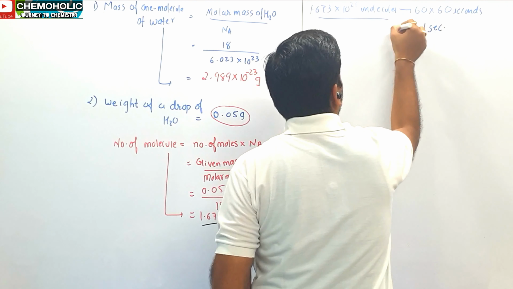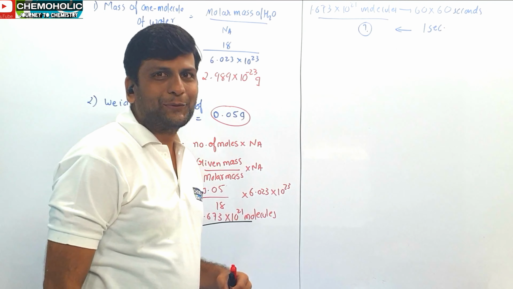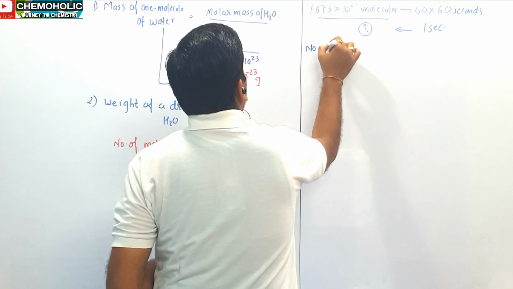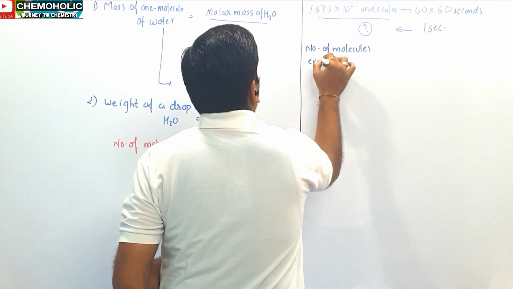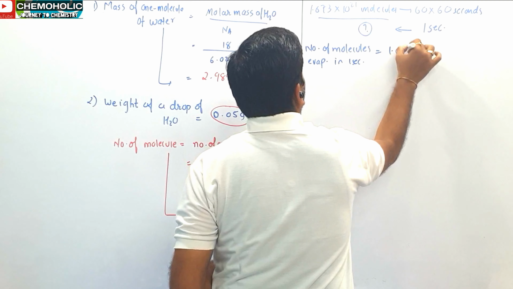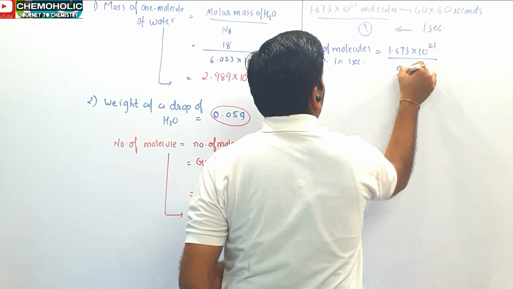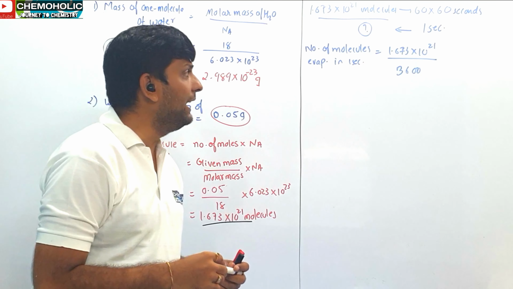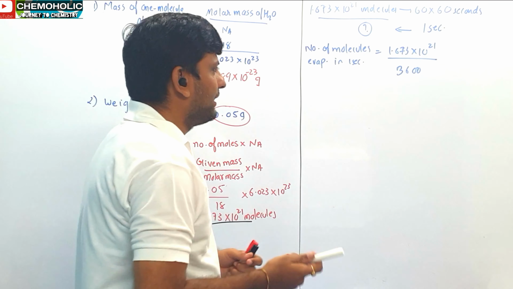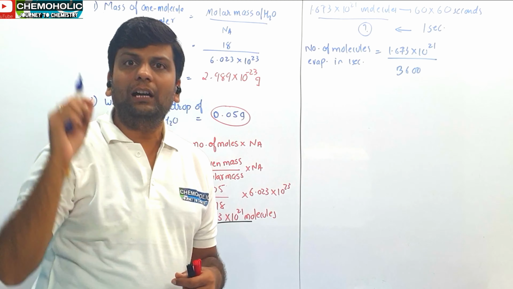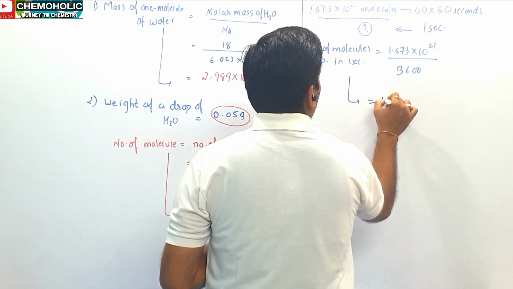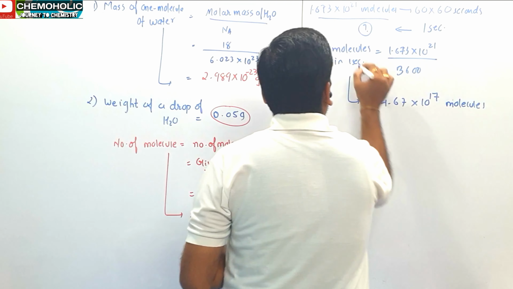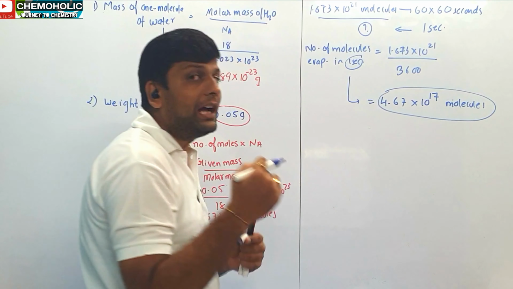So, if I want to find in 1 second, how many molecules will get evaporated? Well, mathematically it's very easy. Just do the cross multiplication, you will get the number of molecules evaporated in 1 second. So, the number of molecules evaporated in 1 second is equal to 1.673 into 10 to the power 21 divided by 3600. Is that clear? And what's the answer? It is around 4.64 into 10 to the power 17. So if you calculate it, you will get the answer 4.67 into 10 to the power 17 molecules. I mean to say that in 1 second, this many molecules will get evaporated from a single drop of water.